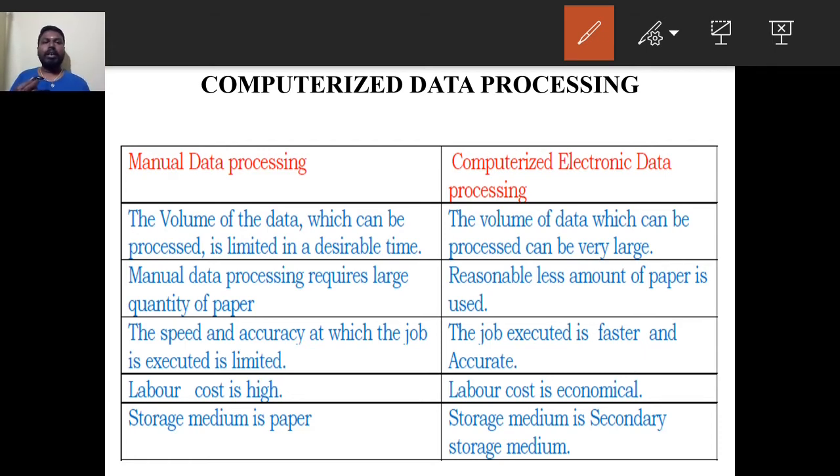And the last point, in manual data processing, the storage medium is paper. We know that because all the activity, all the process we have to enter on paper, so the storage medium is paper, and we have to file all the paper. In computerized data processing, the storage medium is secondary storage. We know the well-known secondary storage medium is the hard disk.